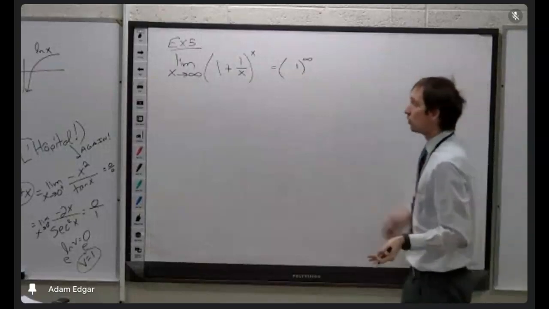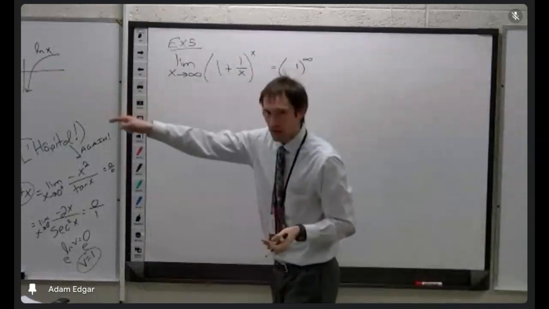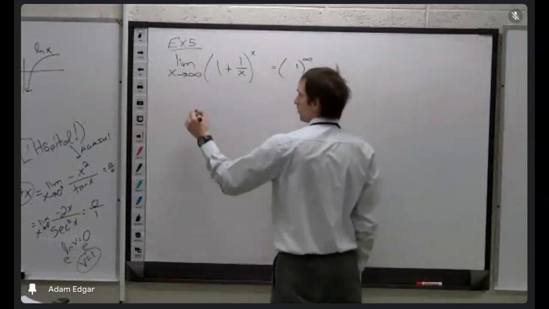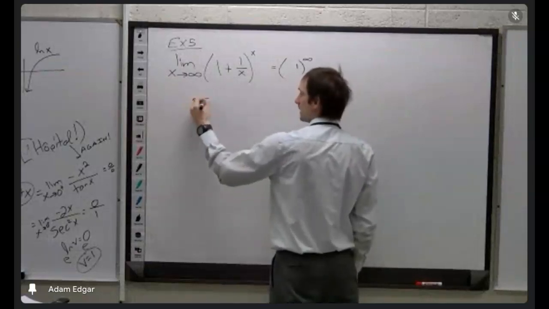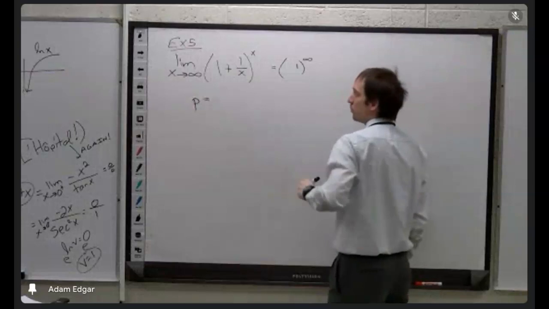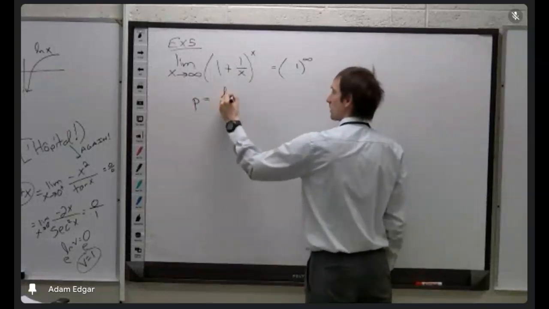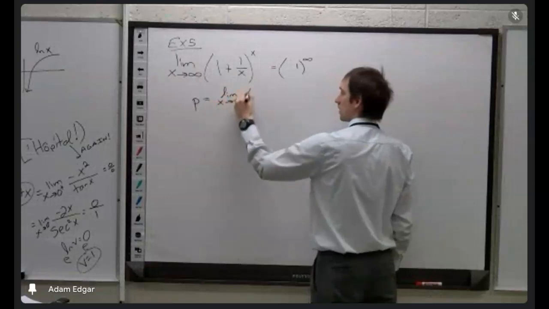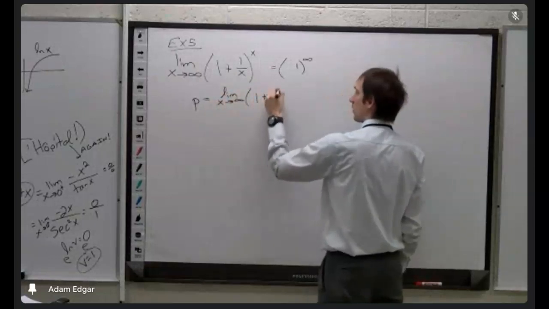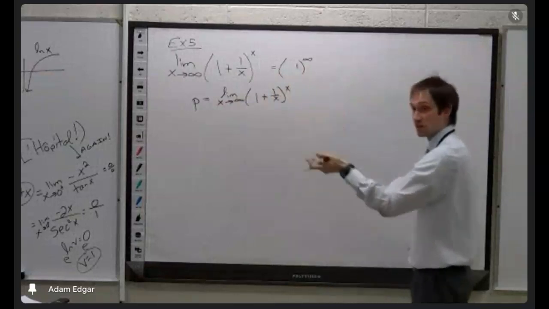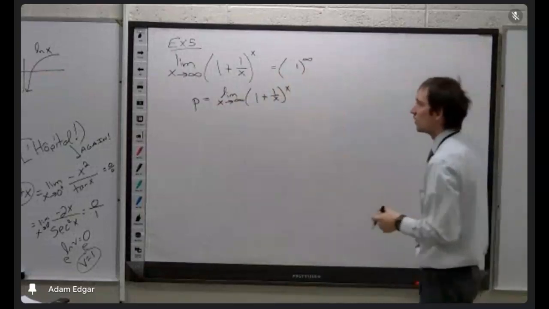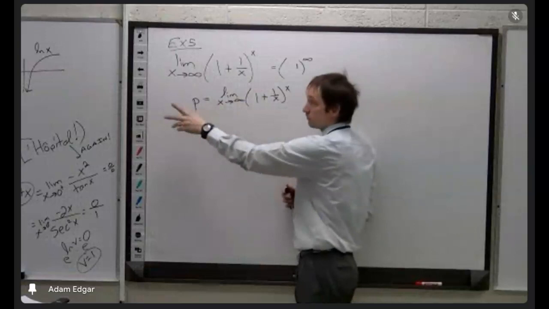So we create a new variable. What do you want to call a new variable? P. All right, so P equals this limit. Why not just call it 1? Because we don't know what that is. But it's going to be something. Let's solve it. So let's find out what it is.